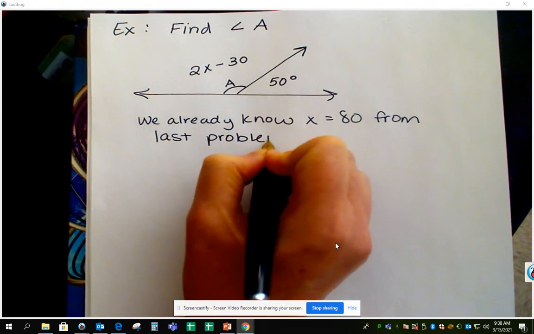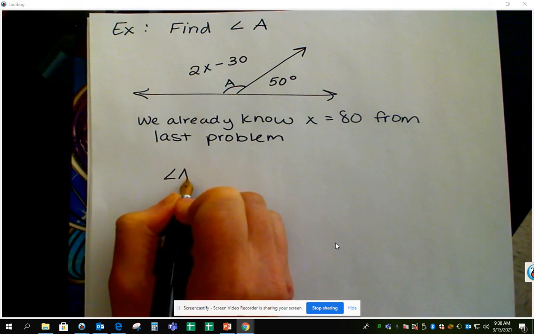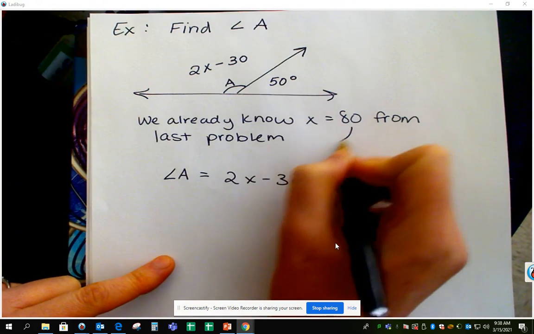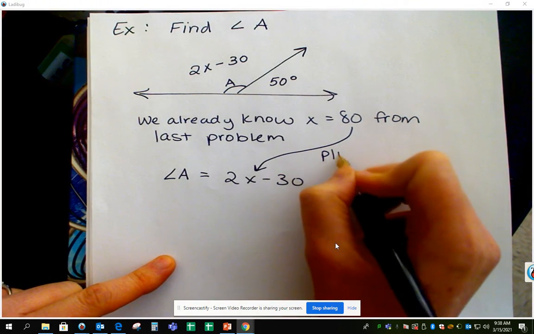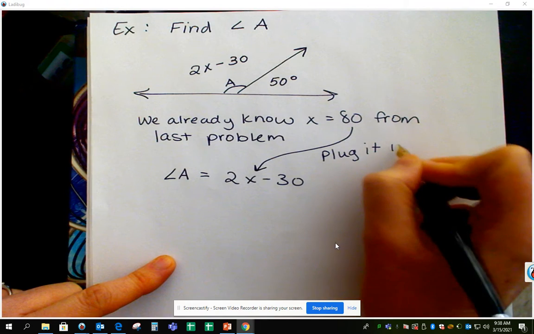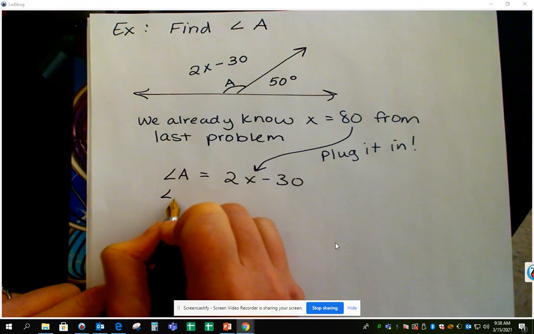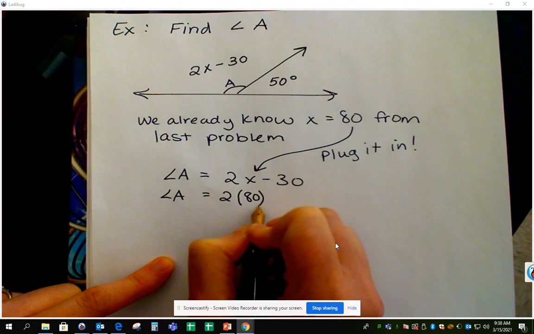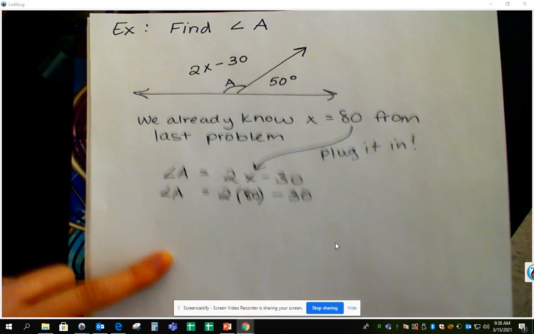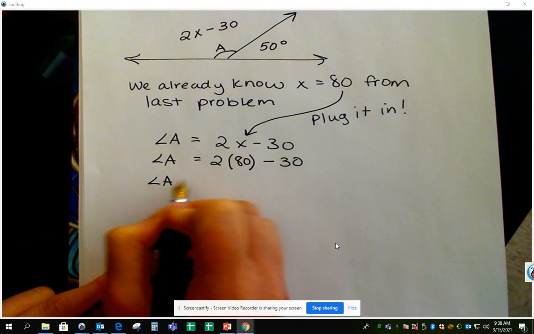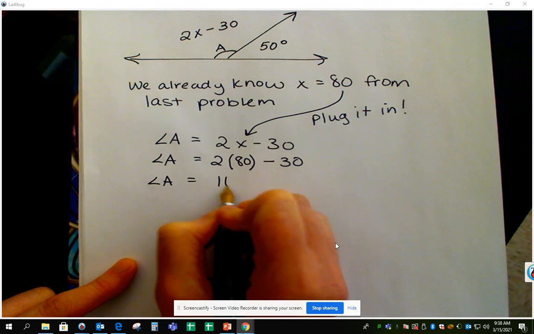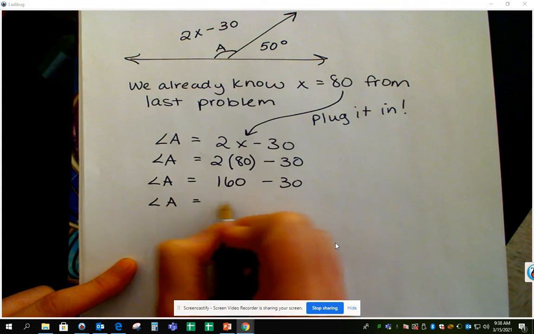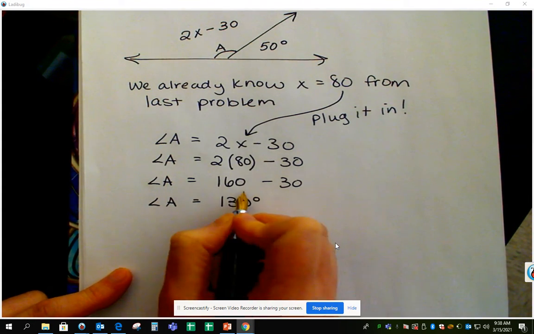So now we only have to do that second step. Angle A equals 2x minus 30. I can just plug it in. So angle A equals 2 times 80 minus 30. And then remember to multiply first. 2 times 80 is 160 minus 30. So angle A would equal 130 degrees.